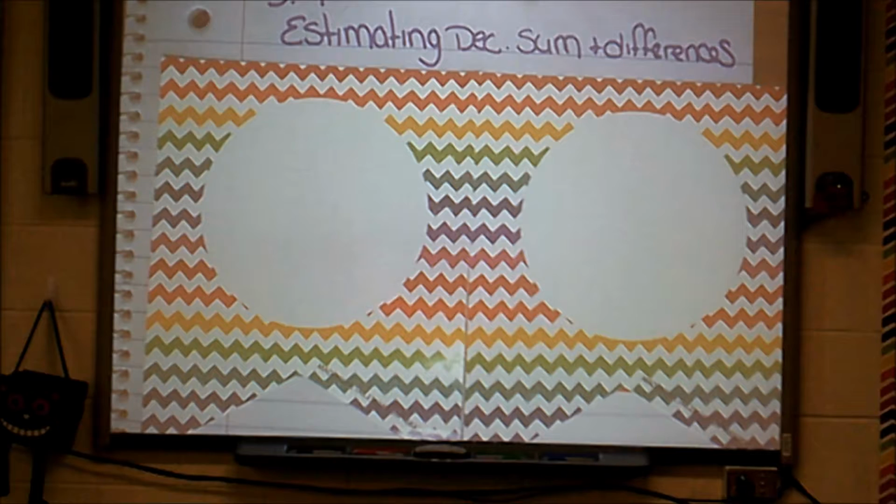Alright, ladies and gentlemen, today we're going to be looking at estimating decimal sums and differences. Now, estimating is a little bit different than rounding in this case. We're going to be rounding some different ways. Not only are we going to be rounding to whole numbers, but we're also going to be rounding to something called benchmark decimals. Now, I'm going to show you on a number line what these benchmark decimals look like, but it is imperative that you take good notes to be able to understand what these benchmark decimals are. So please be ready and let's begin.